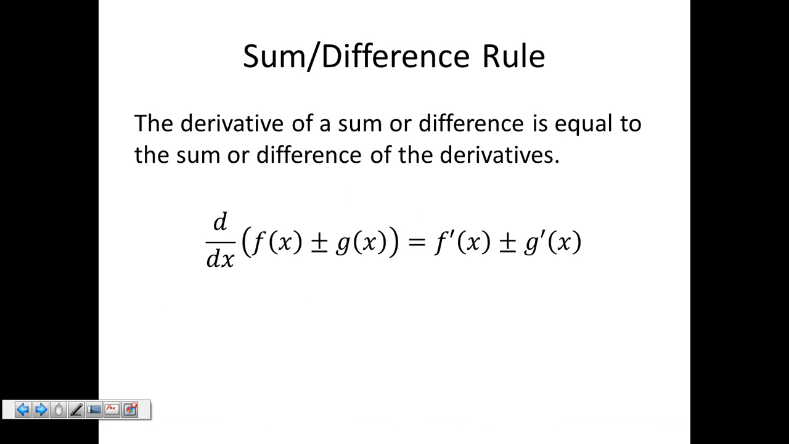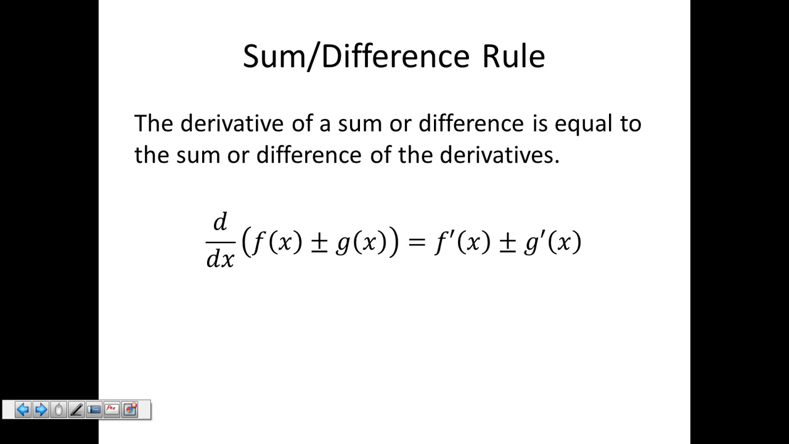Our sum and difference rule, real simple. It lets us break up our functions into smaller chunks and basically take the smaller bites, chew them up, and deal with them one at a time. The sum or difference rule just simply says that if I want to take the derivative of a sum or a difference, what I can do is take the derivative of the individual pieces and then add or subtract them up, whatever it happens to be.